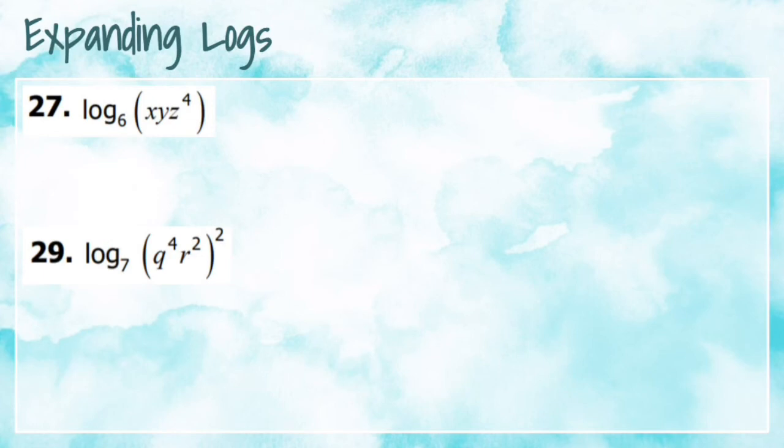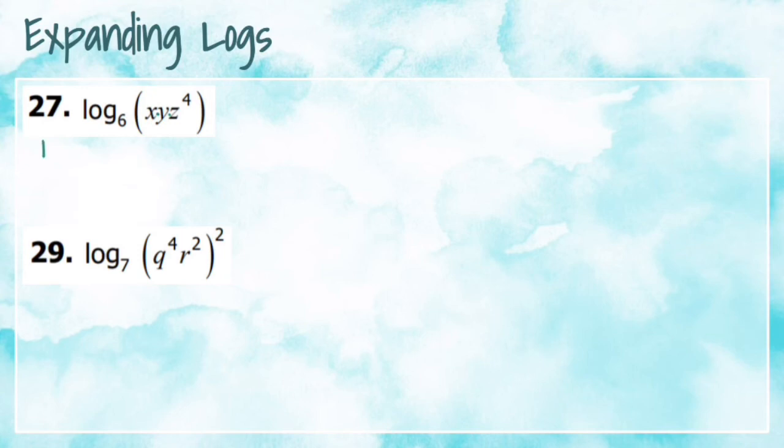Now we want to look at expanding logarithms. Let's start with number 27. This exponent is only applying to the z. In order for it to apply to the others, there would have to be parentheses here, and there is not. So this is 3 different things being multiplied together. So I'm going to start by separating it like that.